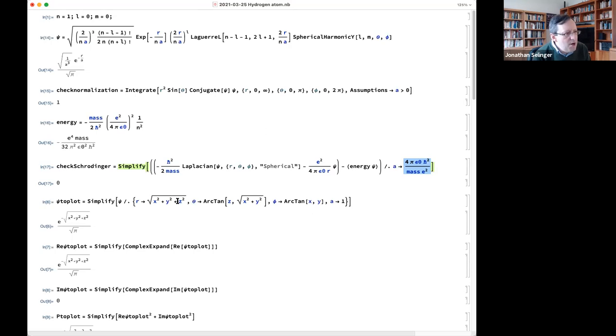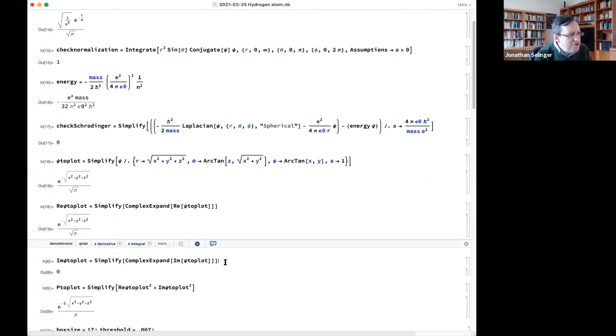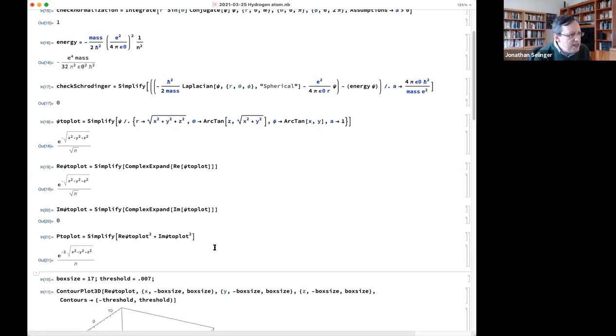Okay, so now if I want to plot this, I can change it from spherical to Cartesian coordinates, and I'll put in the unit of length that a goes to one. That makes this expression to plot in Cartesian coordinates. And I can plot the real part, or the imaginary part, which is zero in this case, or the probability density.